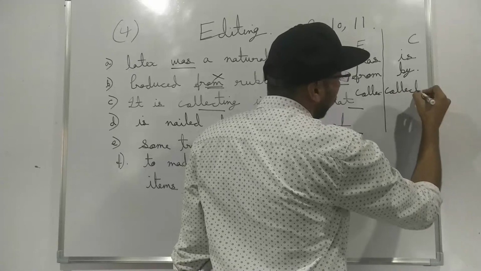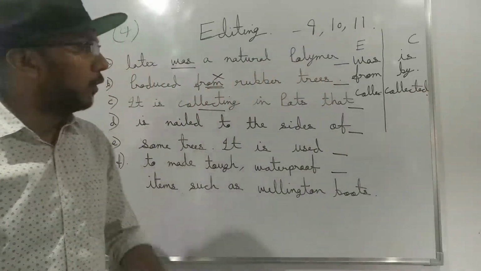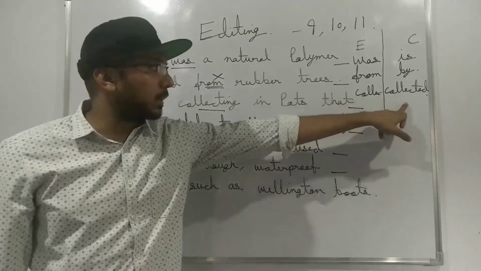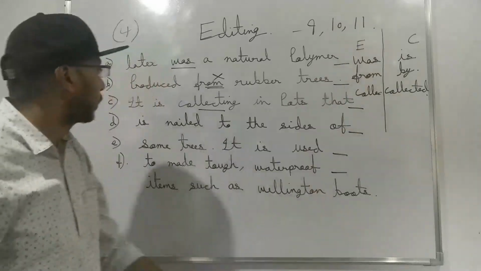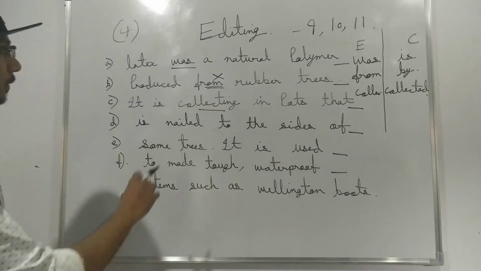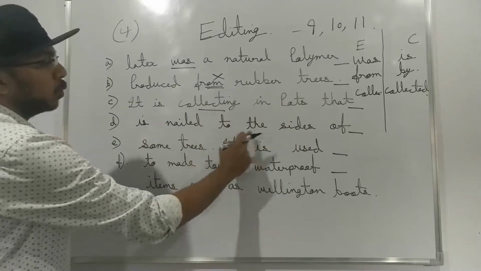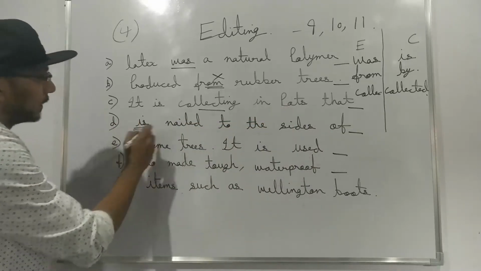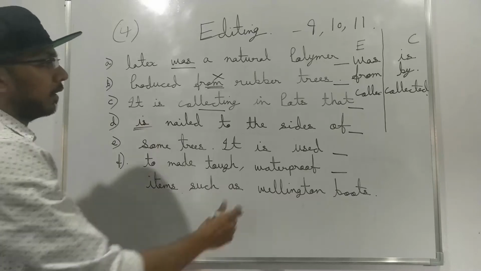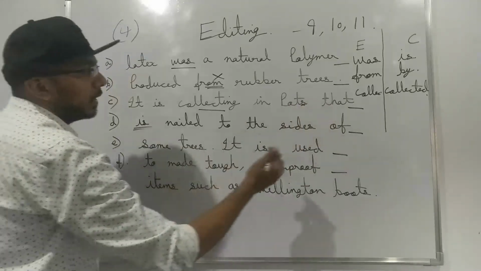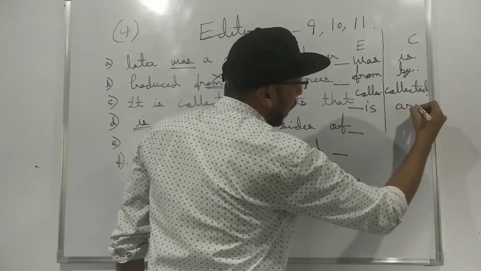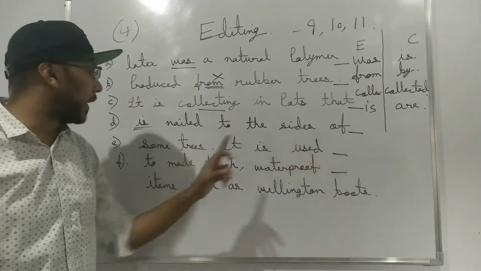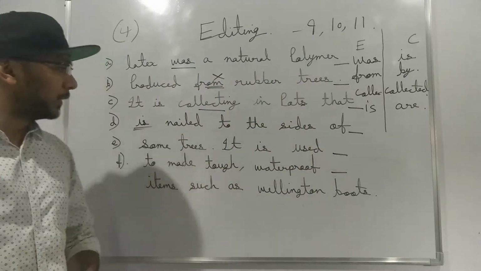And it will be converted to collected. Due to lack of space, I am not writing it completely. So it is collected in pots. Present tense, past. Collected in pots and that is nailed to the sides of pots. Plural. Then why we are using is? Plural के साथ क्या use करते हैं? Are. Pots is plural. That is why it is not is. It is are. Collecting in pots that are nailed to the sides of some trees. I hope this much is clear.